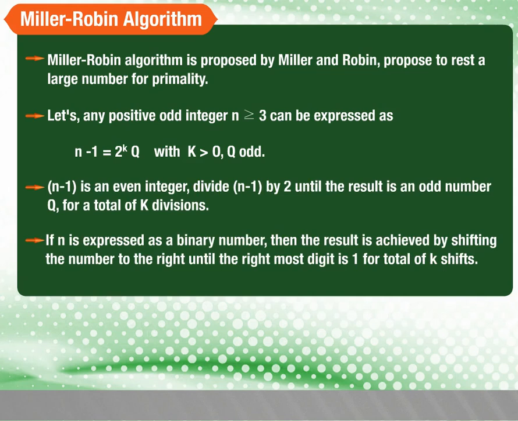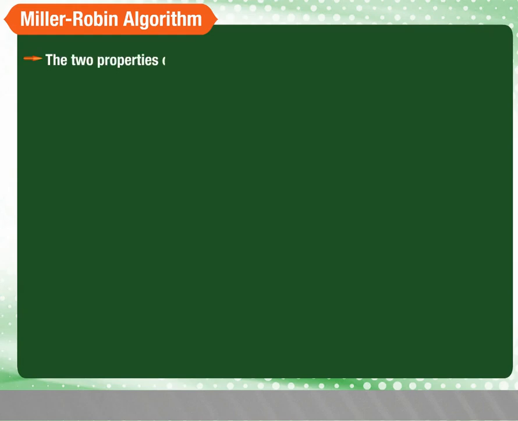If n minus 1 is expressed as a binary number, then the result is achieved by shifting the number to the right until the rightmost digit is 1, for a total of k shifts. The two properties of prime numbers are: Property 1.